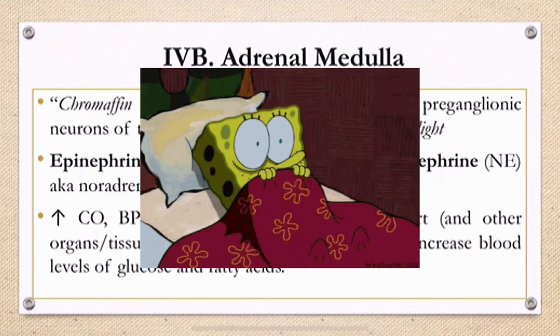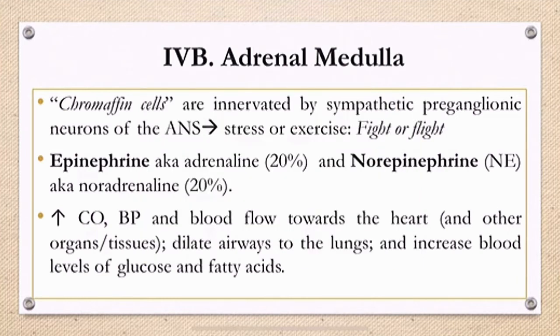When a person senses danger and experiences stress, the hypothalamus of the brain triggers the adrenal gland via the sympathetic division of the autonomic nervous system to secrete its hormone. As a response, this will increase the cardiac output, blood pressure, and blood flow towards the heart and other organs or tissues via the systemic circulation. This will dilate the airways to the lungs as well as increase blood levels of glucose and fatty acids.